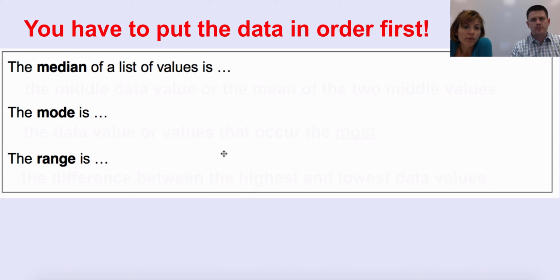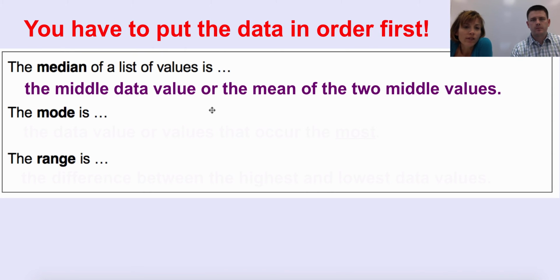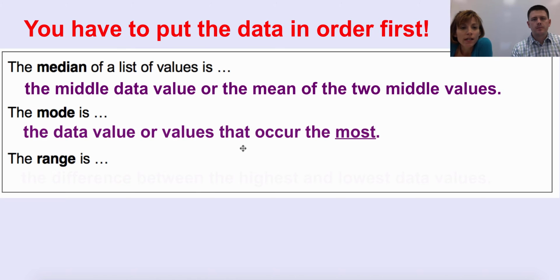Some of these vocabulary words you have heard before in elementary school. The median we think of as the middle data value, or the mean of the two middle values in case you were left with an even number in the middle of your data. Your mode is the data value or values that occur the most.